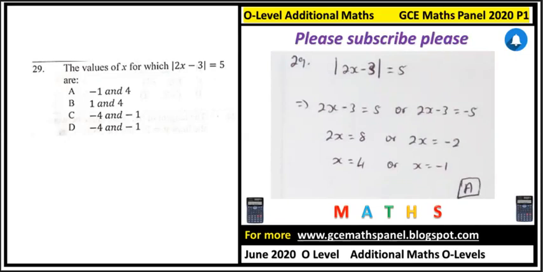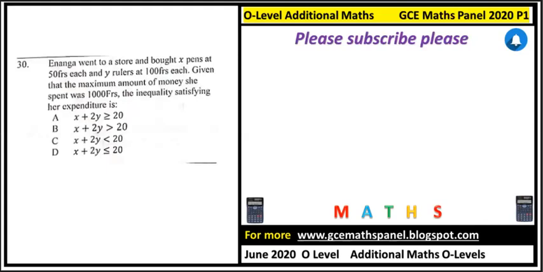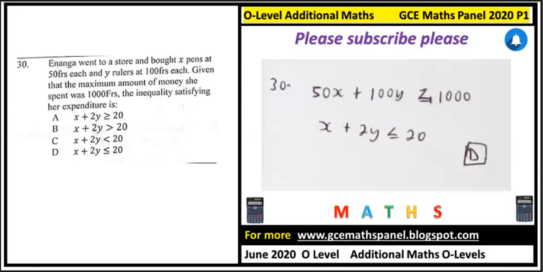30, Enanga went to a store and bought x pens at 50 francs each and y rulers at 100 francs each. Given that the maximum amount of money she spent was 1,000 francs, the inequality satisfying her expenditure is, so she spent not more than 1,000 francs. So the highest amount she spent was 1,000 francs, meaning the inequality here is less than or equal to 1,000 francs.